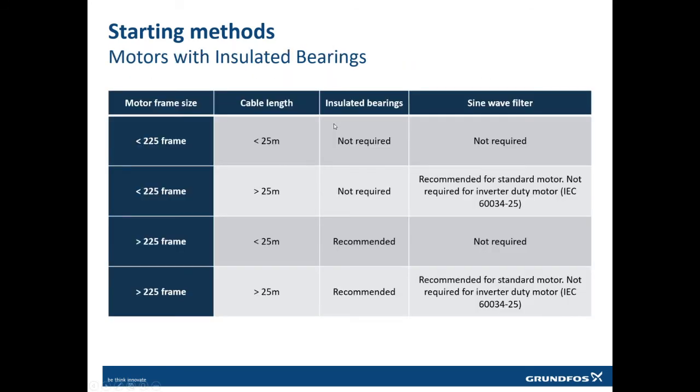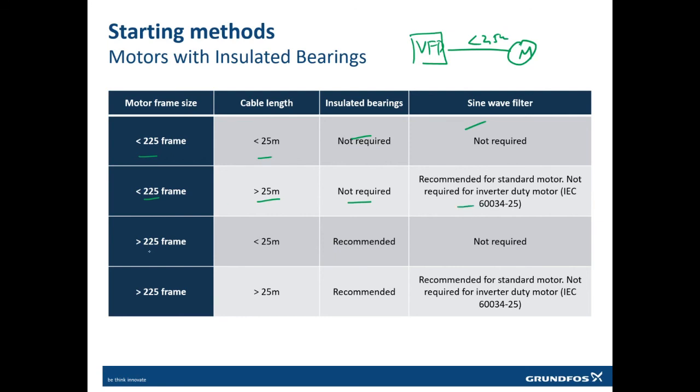Now the question is when to use them. The rule is like this: if your motor frame size is less than 225 frame and cable length is less than 25 meters, cable length meaning the length between the VFD and the motor, then neither insulated bearings nor a sine wave filter is required. Nothing is required. Just connect it and operate. But if the frame size is less but the cable distance is more than 25 meters, then insulated bearings are not required, but a sine wave filter is required.